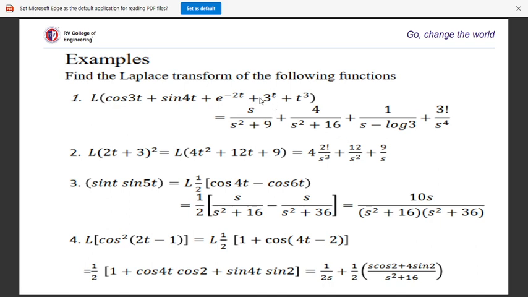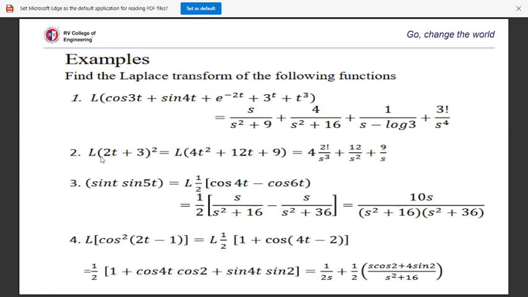Laplace transform of 3 power t: we can express this 3 power t in terms of an exponential function like e power log 3 into t. Then Laplace transform becomes 1 by s minus log 3. Finally, the Laplace transform of t cube, where n is a positive integer, becomes 3 factorial by s power 4.